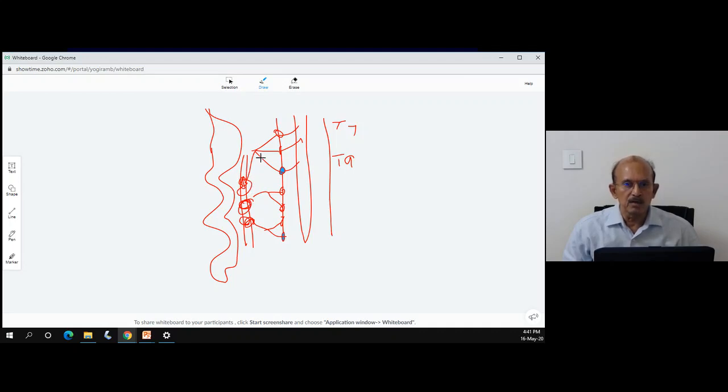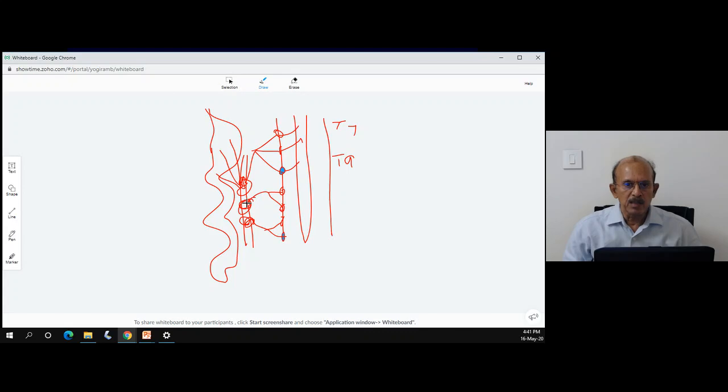So around these vessels, there is a plexus of nerves. The plexus of nerves gets the nerve supply from the sympathetic system. The greater splanchnic nerve goes and joins the celiac plexus. From there, the nerves will go to the structures that are supplied by the celiac artery. That is the stomach and proximal part of the duodenum.